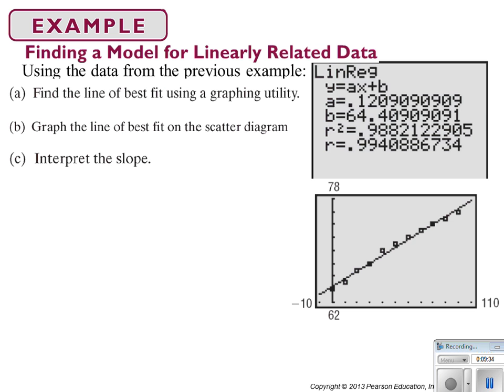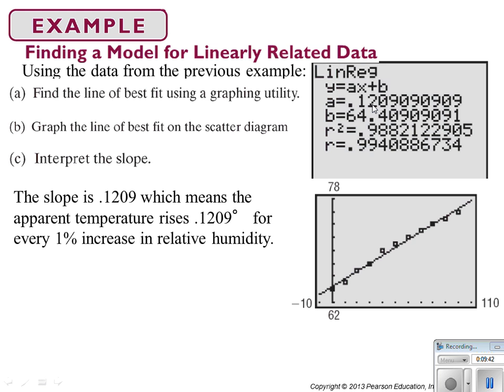And we have to interpret this slope. My slope is 0.1209, which means that apparent temperature rises 0.1209 for every 1% increase in relative humidity. And I believe this is degrees Fahrenheit. I find that important, as somebody who loves the science, to mention that it rises 0.1209 degrees Fahrenheit for every 1% increase in relative humidity.